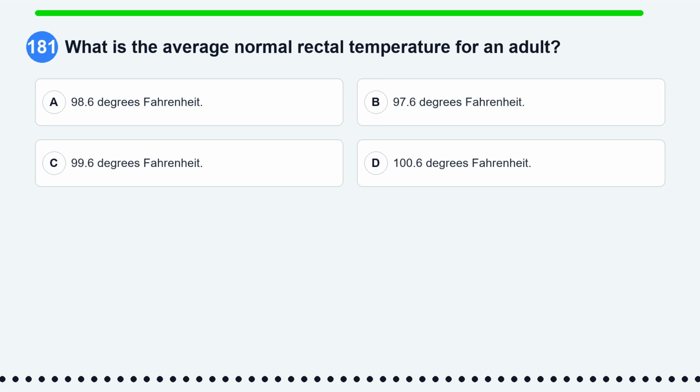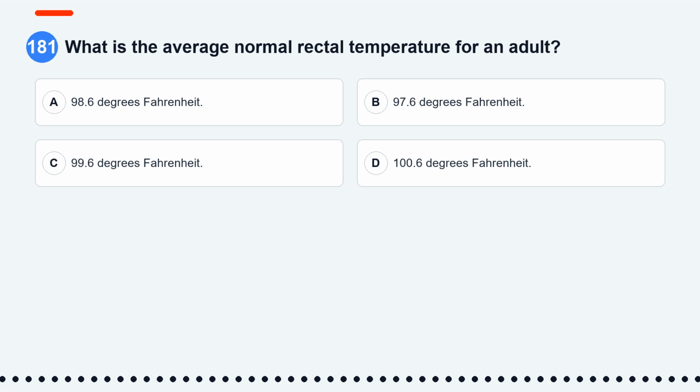Question 181. What is the average normal rectal temperature for an adult? Option A, 98.6 degrees Fahrenheit. Option B, 97.6 degrees Fahrenheit. Option C, 99.6 degrees Fahrenheit. Option D, 100.6 degrees Fahrenheit.